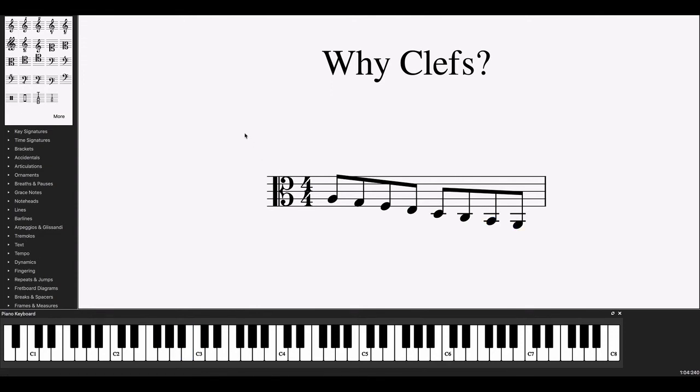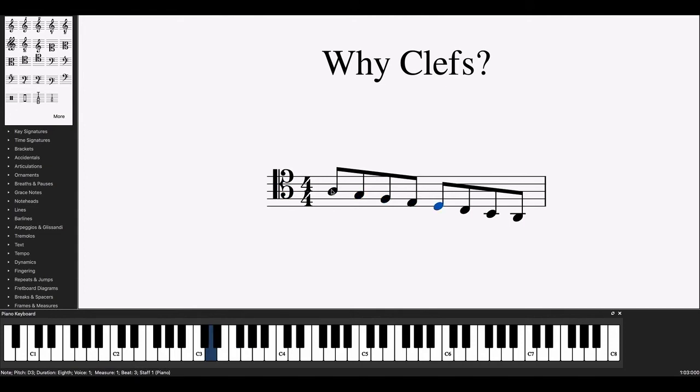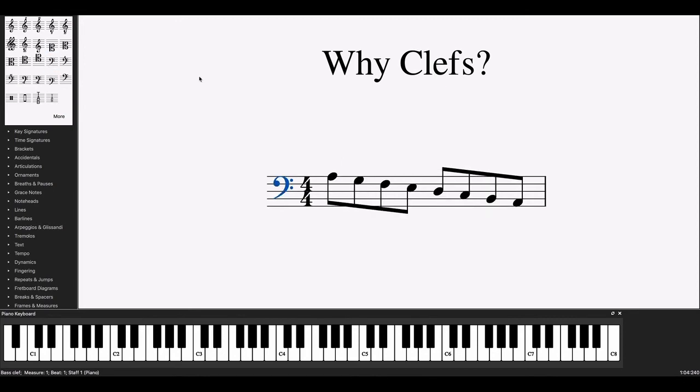Let's take it a step farther. What if we were to put this example into tenor clef? Again, now more of these pitches fit inside the staff. Just for fun, let's now put this example into bass clef. Now we've put every single pitch of this example in the staff. It's a lot easier to read and just looks a lot cleaner on the page.